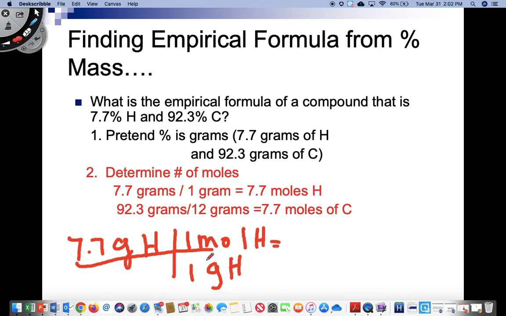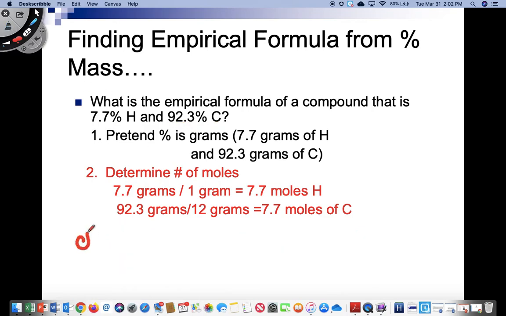So we learned this back in, not sure what unit, but we learned this back second quarter. So grams cancel out, and you're left with 7.7 moles of hydrogen. So that's this result right here. And then you have to calculate how many moles are in 92.3% of carbon. So the way you do that, once again, is make sure that you convert 92.3% to grams, and this is carbon.